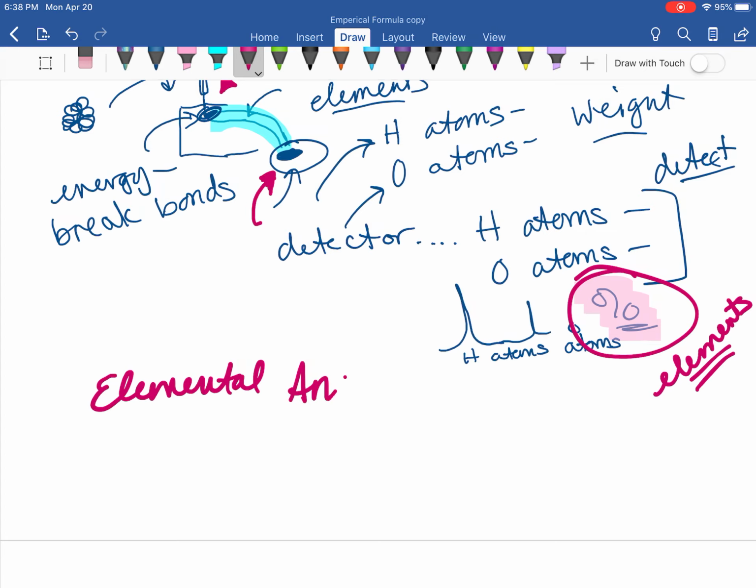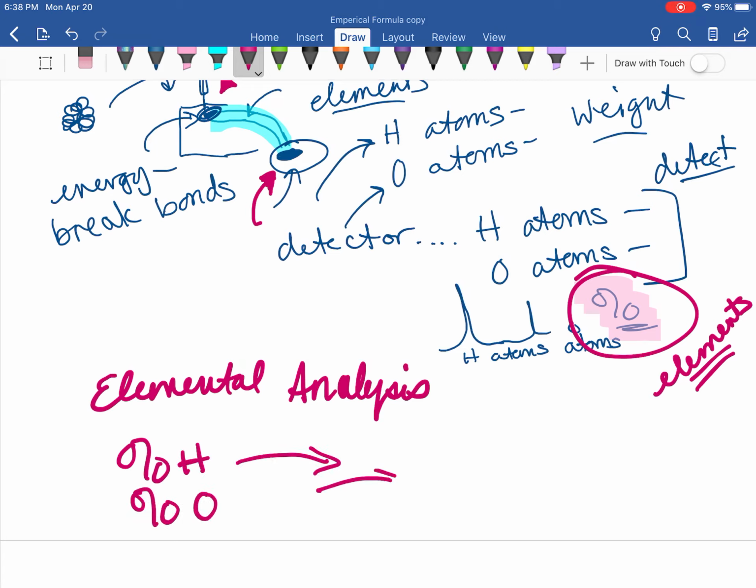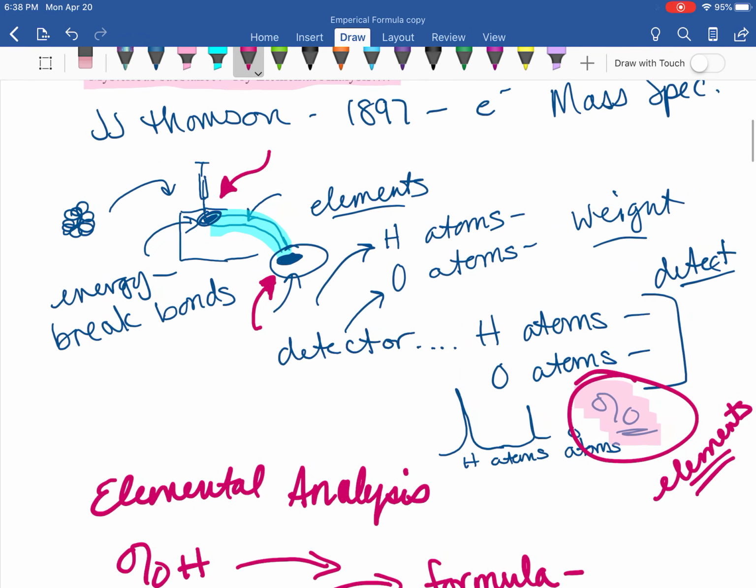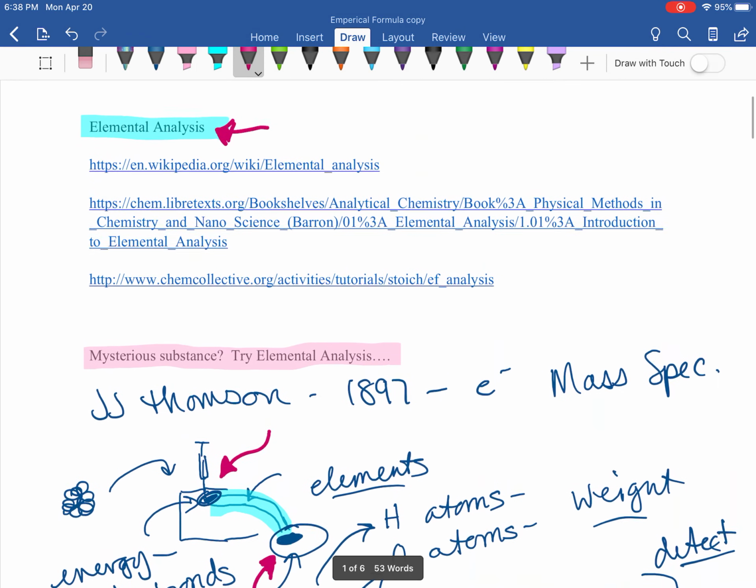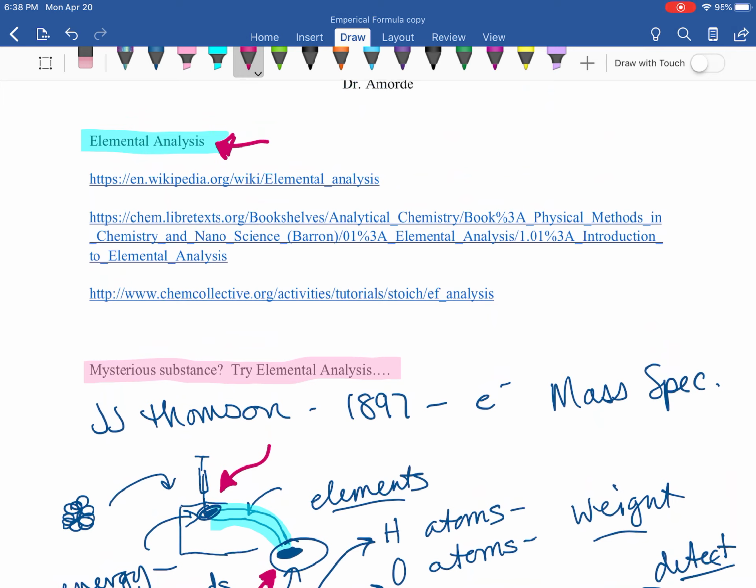So all we need to do then, if we're getting our elemental analysis, is go backwards. So this time we're literally given the percent of our elements, and we're going to take that and figure out that fixed ratio or that formula. So let's put this into practice.